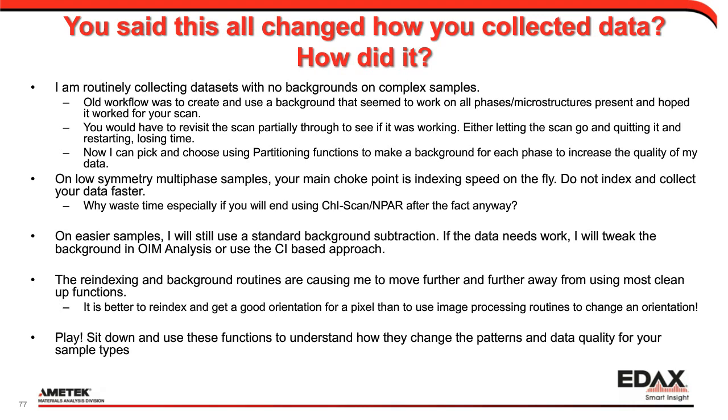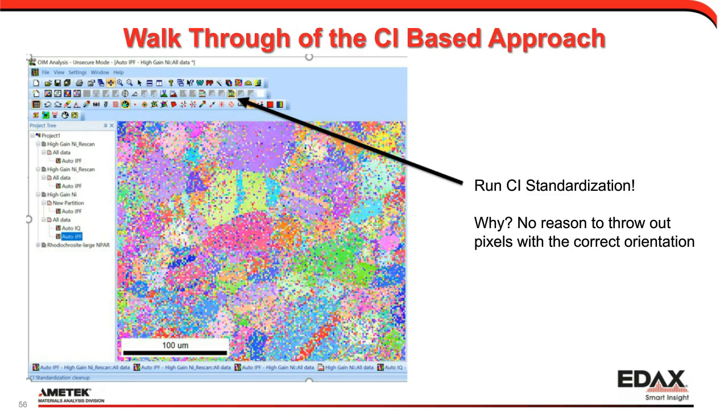On slides 56 and 57, the question is: how can I trust an orientation with a low CI? That's actually a really good question. Let me choose a slightly different slide. I think this is the one I want. Just give me a second here.